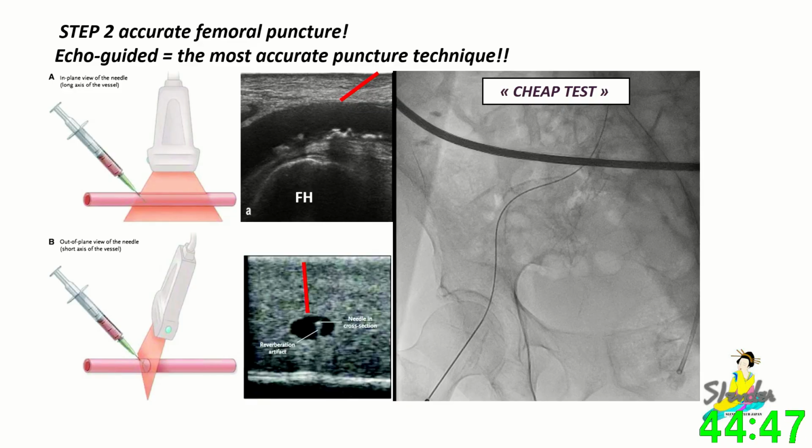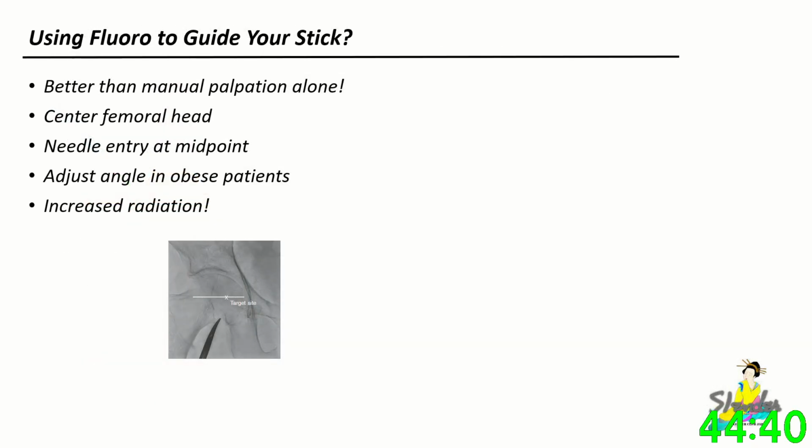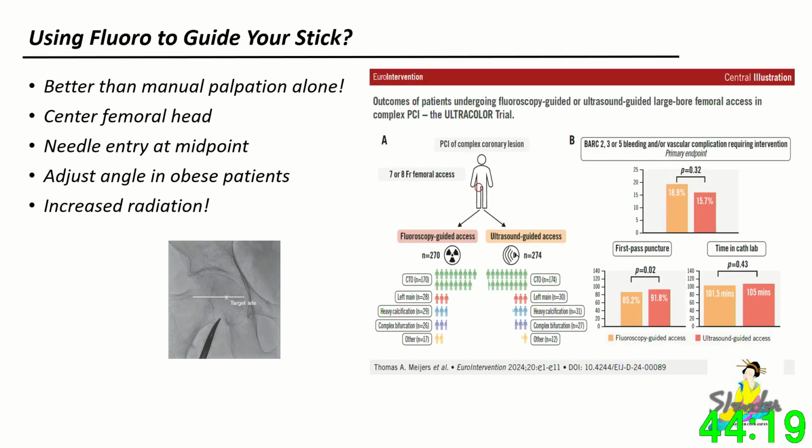It's extremely important because if by inadvertence you are too high or too low, you need to anticipate the complication. So can you use, for example, fluoro instead of echo? Of course, it's better than manual palpation, because manual palpation never tells you where the bifurcation is or where exactly the common femoral artery is. So this is another way to have a more accurate puncture, not as good as echo, but at least better. But it is also associated with increased radiation.